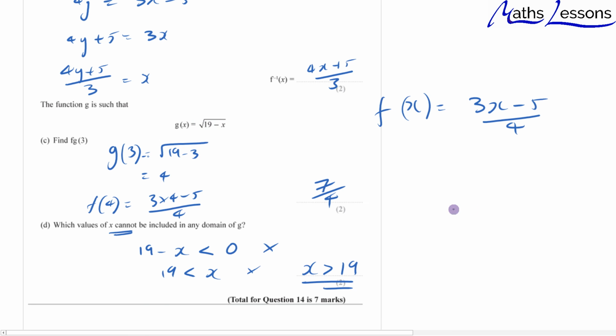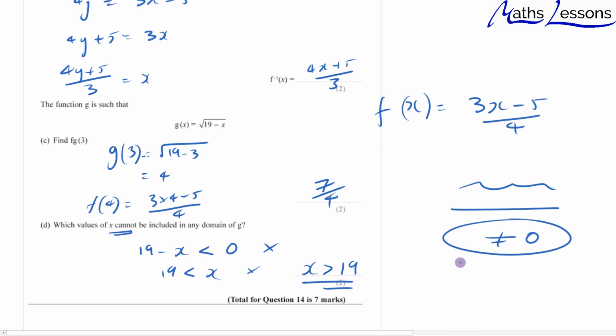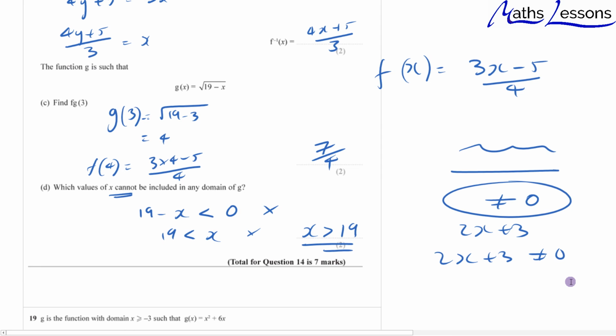Good tip. The other time, when you've got something along the lines of a fraction, no matter what's on the top, it matters what's on the bottom. Okay, can't have this. Therefore, let's just say that was 2x minus 3 on the bottom. 2x minus 3 not being 0, because you can't divide a fraction by 0.